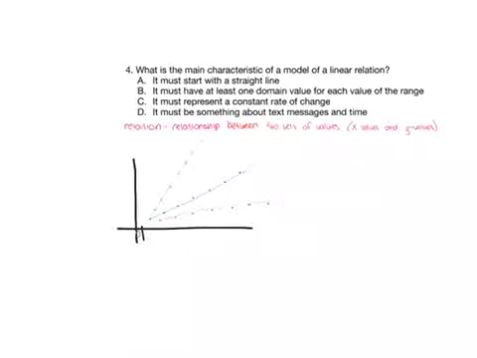It must represent a constant rate of change. This is true because in a linear relation, the values are always constantly increasing and not changing shape throughout the graph.